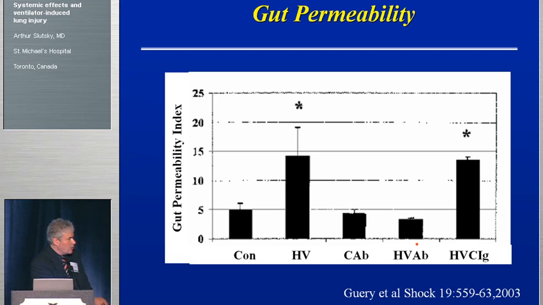This one here, the second one from the right, the pointer's not very bright. This one labeled HVAB. You can see that this was a marked decrease in gut permeability by using an antibody to TNF. And when they used an irrelevant antibody on the far right that didn't bind TNF, no effect. So these data suggested that maybe what we're doing by release of mediators may be important, because here, blocking one of those mediators actually improves permeability both in the lung but also in the gut.